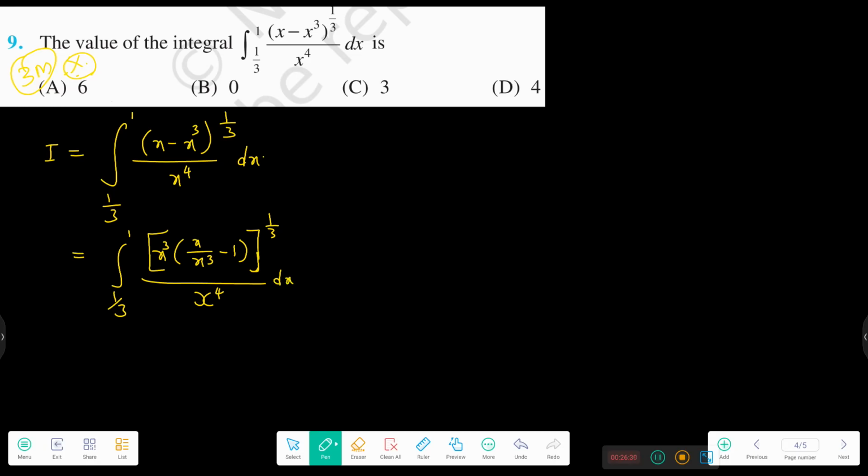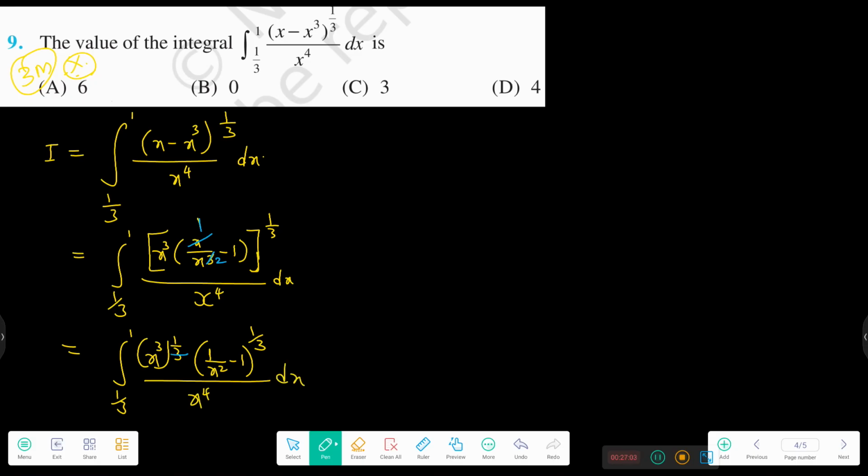Now apply power 1 by 3 to this and this separately. Here the 1 is cancelled, and the remaining 2 will be there. Now let's start. So integral 1 divided by 3, 1. When you apply power 1 by 3, it is (x power 3) whole power 1 by 3 into (1 divided by x square minus 1) whole power 1 divided by 3, whole divided by x power 4 into dx.